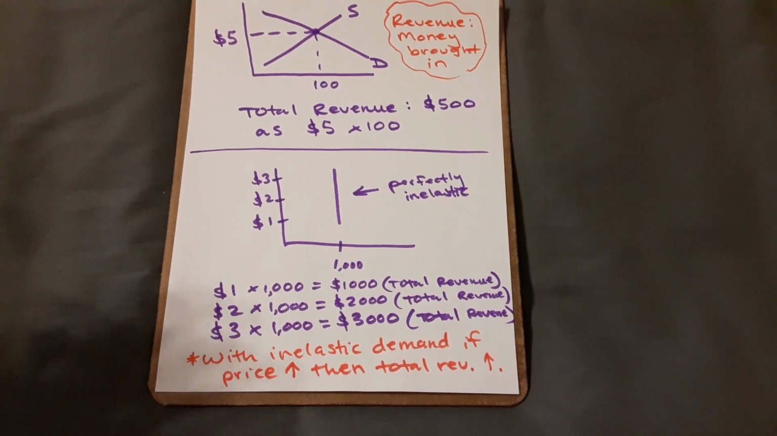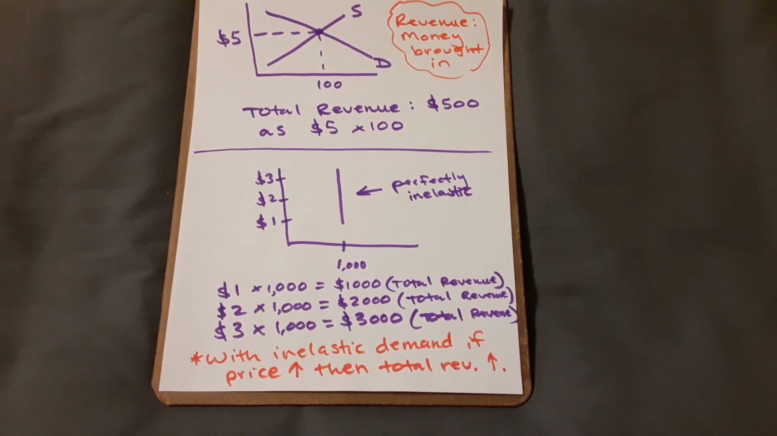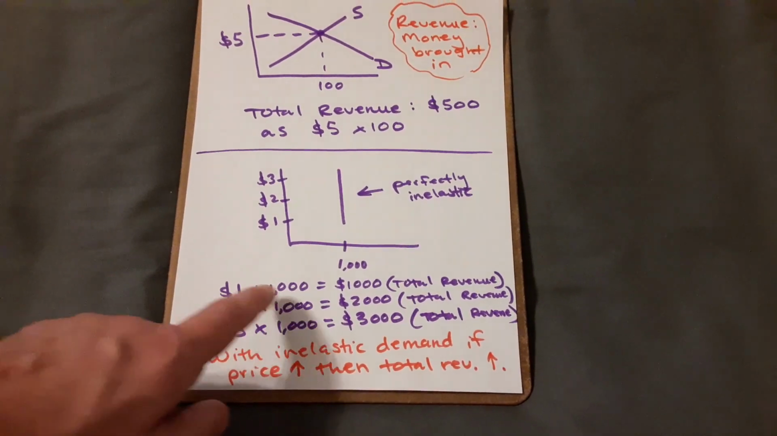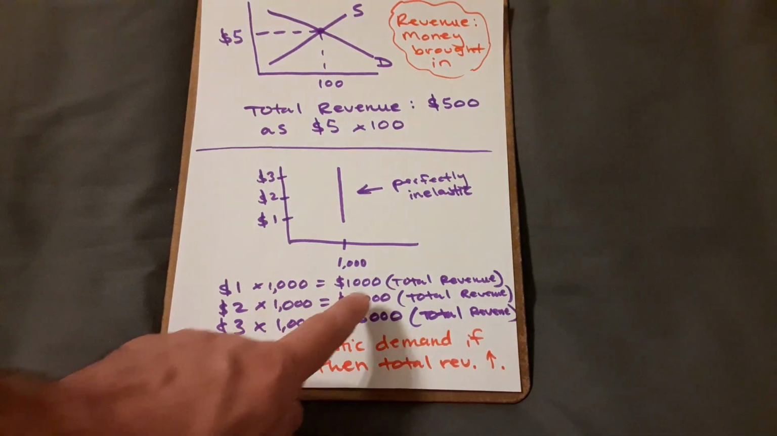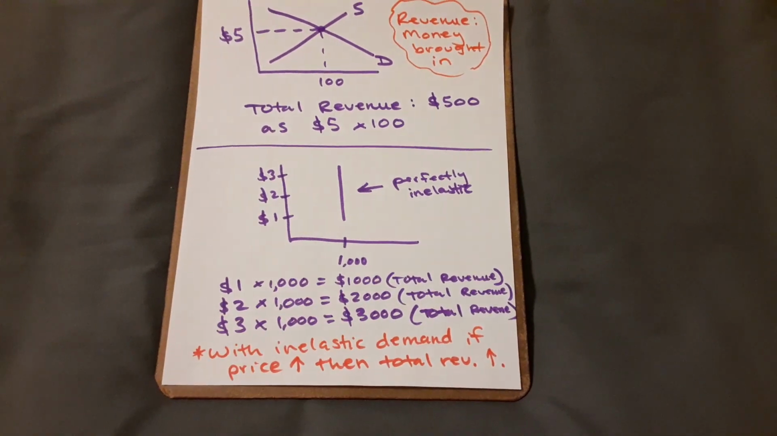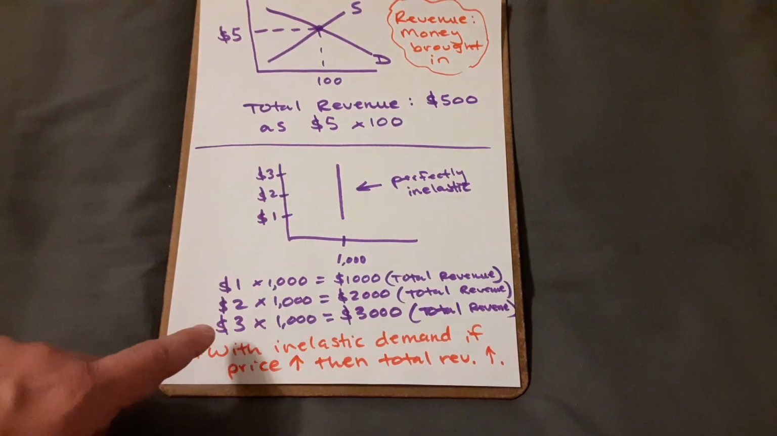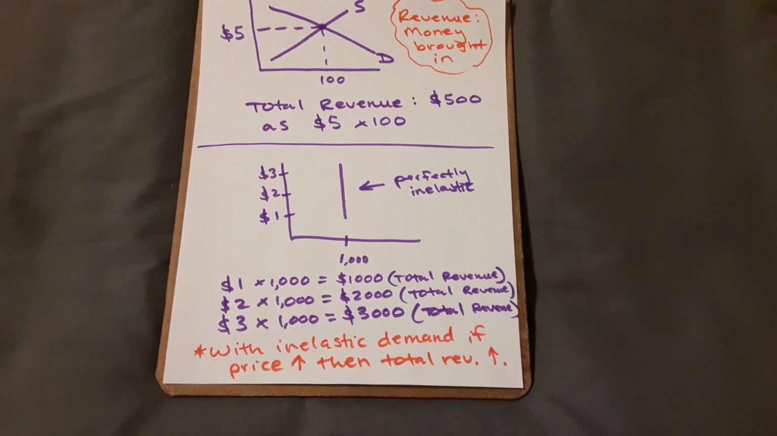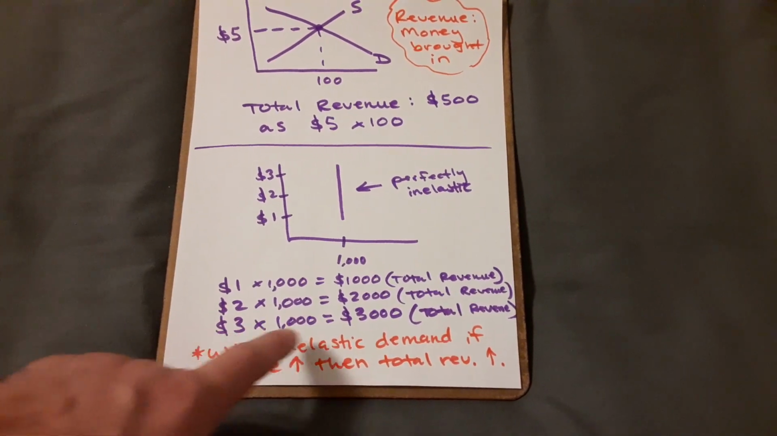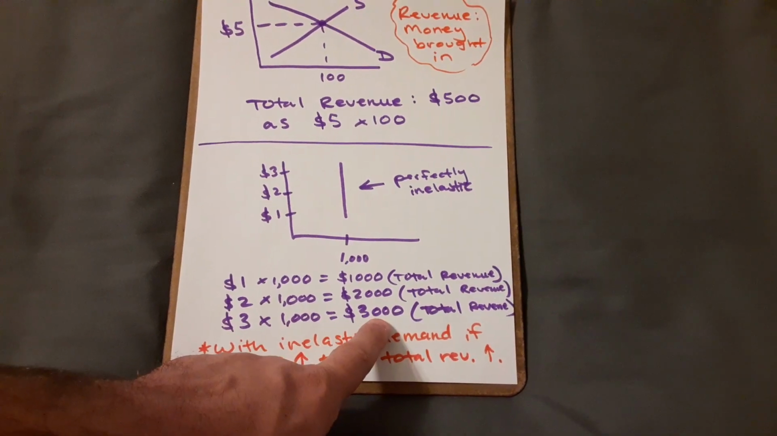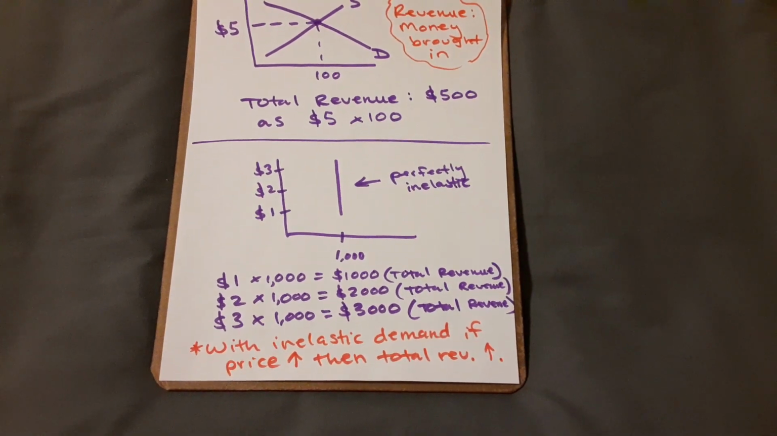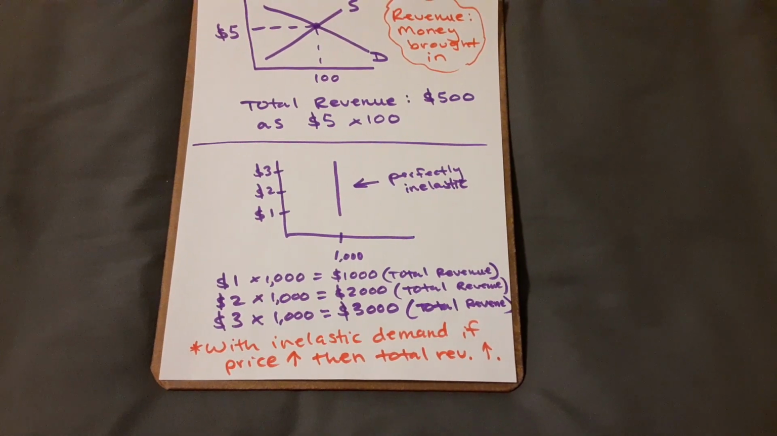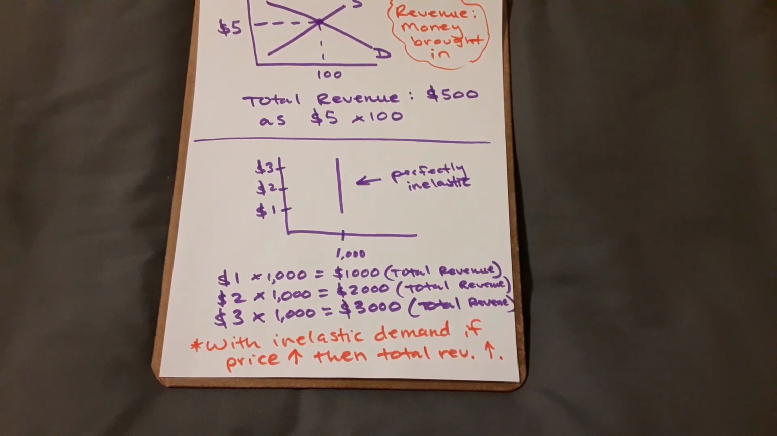So if the price were to go up and they buy a little bit less, it could still be considered inelastic demand. But here's the revenue test. At $1, consumers are buying 1,000, and your total revenue would be $1,000, right? Because it's $1 each times 1,000. If you raise the price to $2, they're still buying 1,000. Now their total revenue is $2,000. $3, still they're buying 1,000. $3,000 would be the total revenue. So with inelastic demand, if price goes up, then total revenue goes up. So that's called the revenue test.